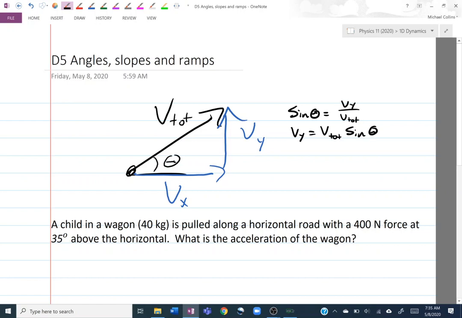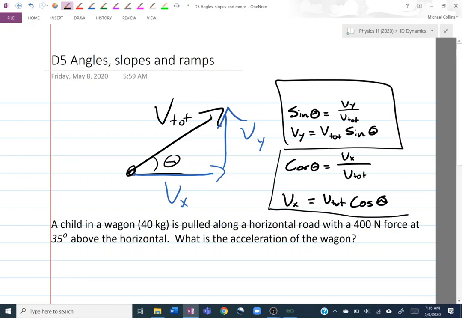If I looked at my cosine ratio, cos of theta is equal to adjacent over hypotenuse. The adjacent is Vx in this particular case, and my hypotenuse is still V total. So Vx can be found with V total times cos theta. And we're going to have to apply a very similar method when we do examples in dynamics as well. So if you need a little bit of a refresher on those trig ratios, maybe take a look back at the stuff that we did on kinematics.